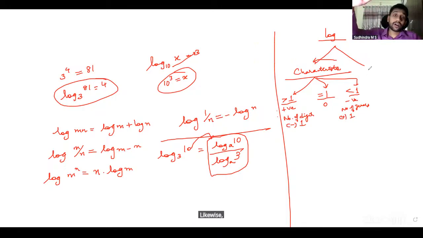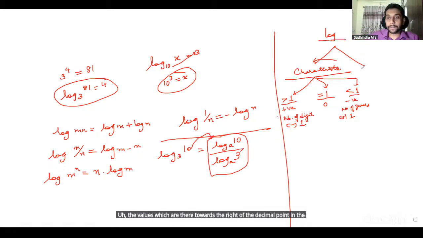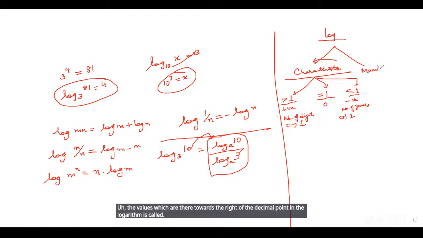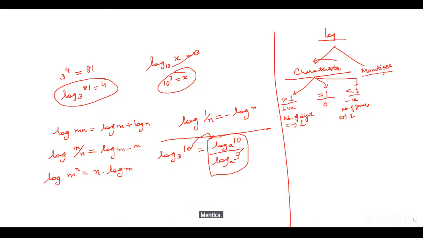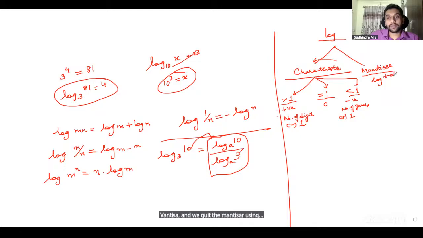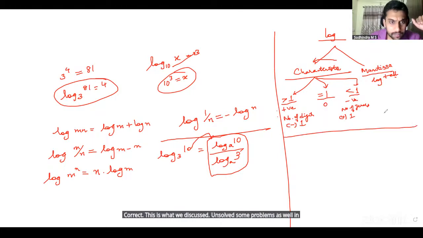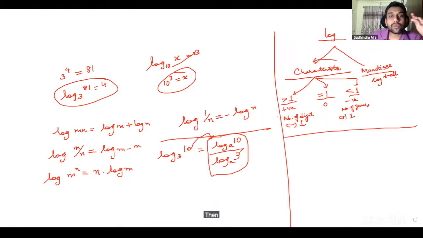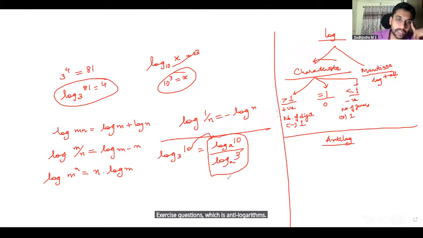Likewise, the values which are there towards the right of the decimal point in the logarithm are called the mantissa, and we get the mantissa using the log table. Correct? This is what we discussed and solved some problems as well in the last class. Then we have to discuss one last concept here before I go to the exercise questions, which is anti-logarithms.